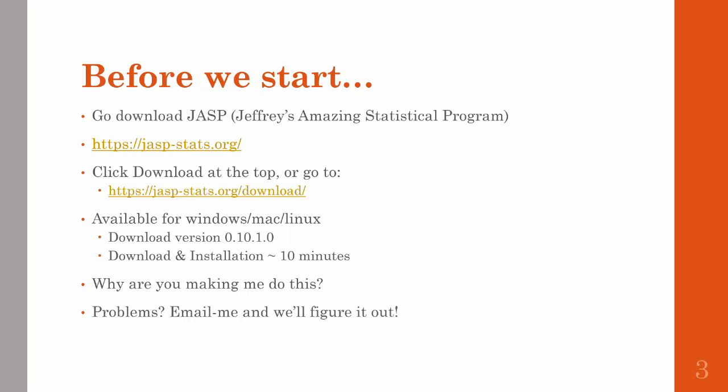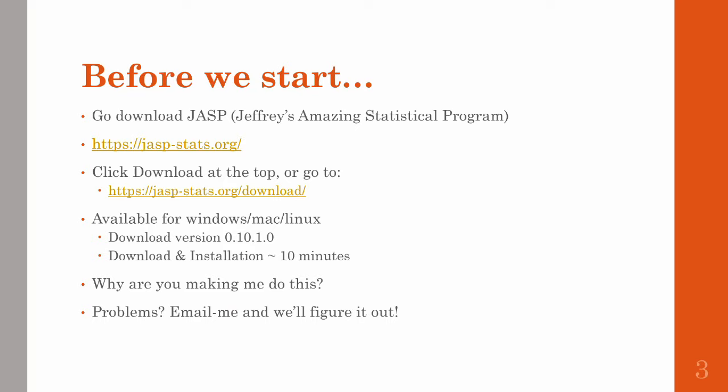But before we get started, I want you all to pause the video and go download JASP. JASP stands for Jeffrey's Amazing Statistical Program. The Jeffrey's part refers to a Bayesian statistician, but that's not totally relevant here. Anyway, go to this link and you're going to want to click the download button near the top of the screen. You can download this no matter if you have a Windows or a Mac or Linux computer, so it should work for everyone. You should download the newest version, but make sure you're installing version 0.10.1.0. It should take around 10 to 15 minutes to download and install, and make sure you install it in a place where you can find it on your computer.